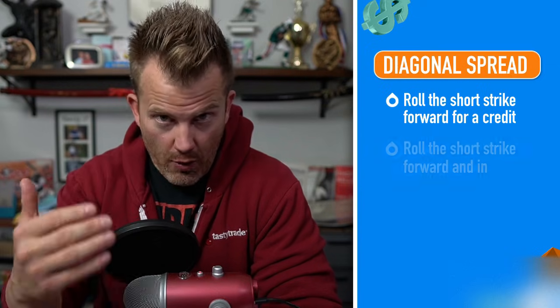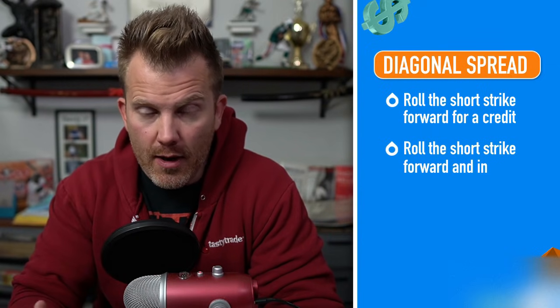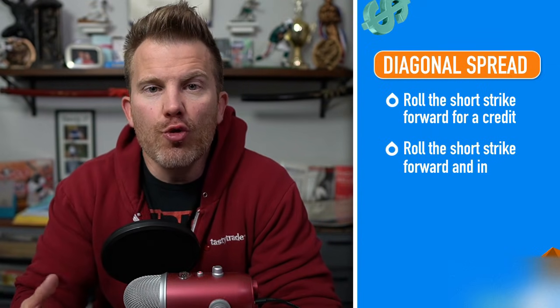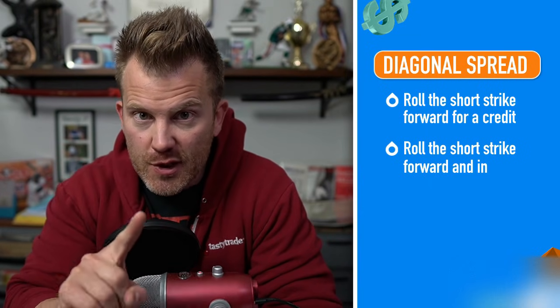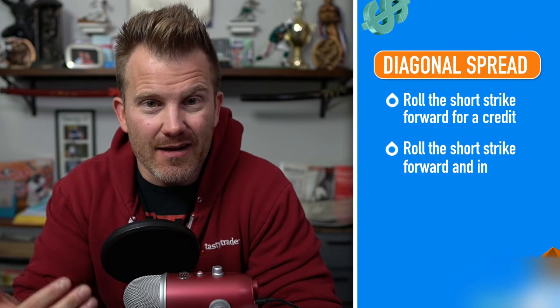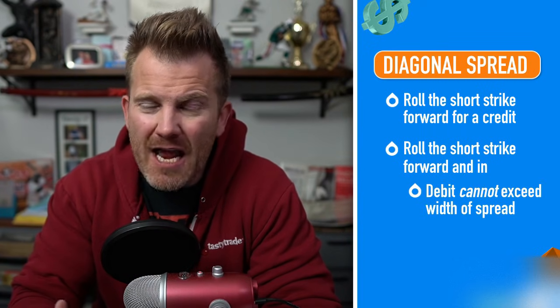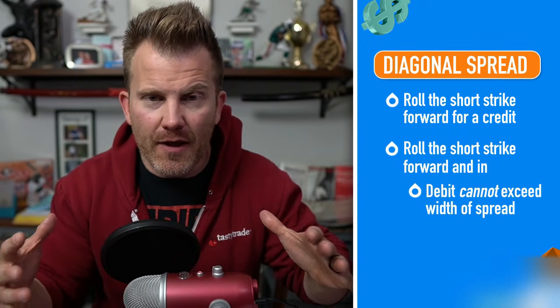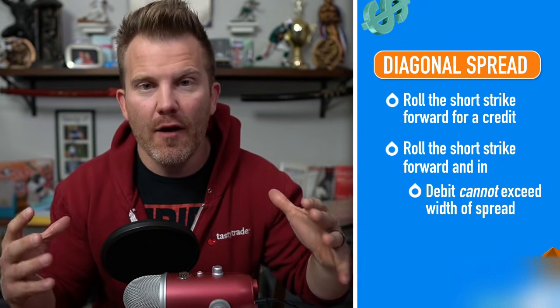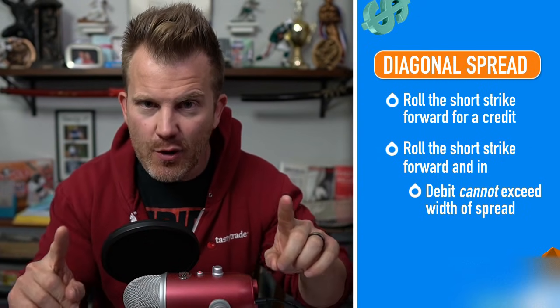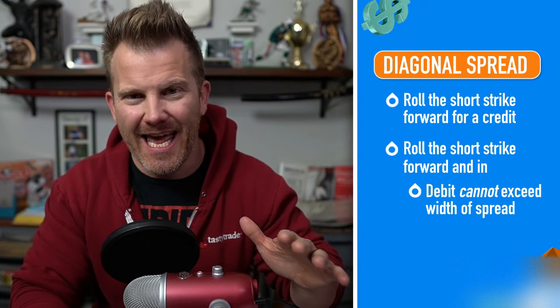Number two, you could roll forward into a mini diagonal spread, but simultaneously you roll your short strike in, thus shrinking the width of the diagonal spread. If you choose to do this, you will aggressively collect more credits, but you need to be mindful that you don't shrink the width so far that the net debit that you've paid exceeds the width of the diagonal spread, because if you do that, you will be locking in a loss.